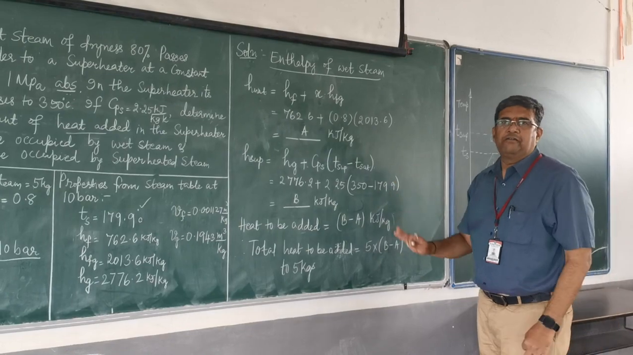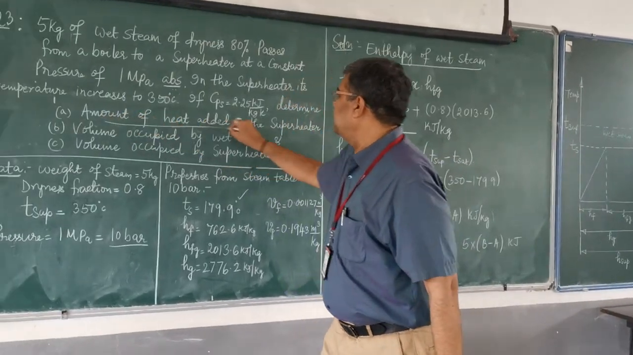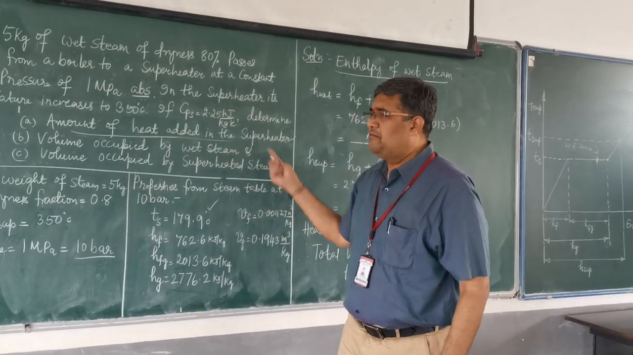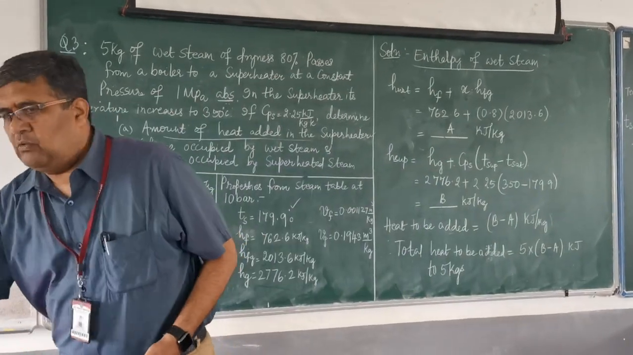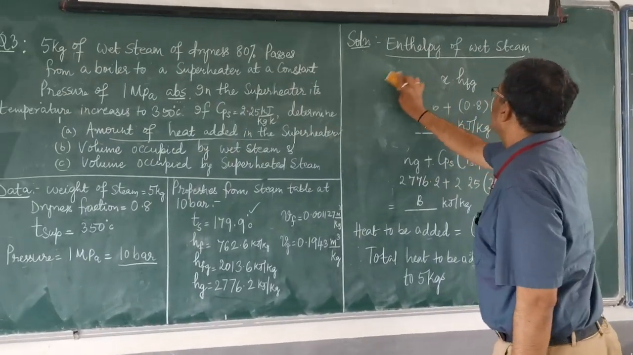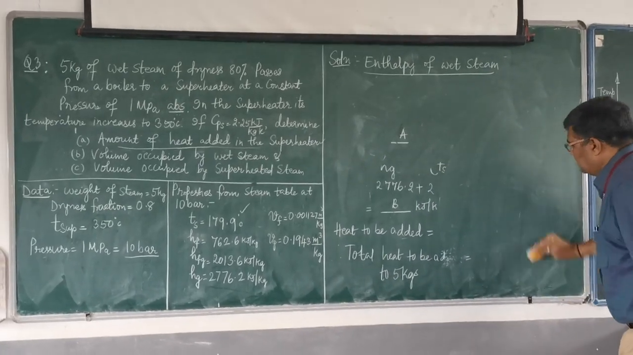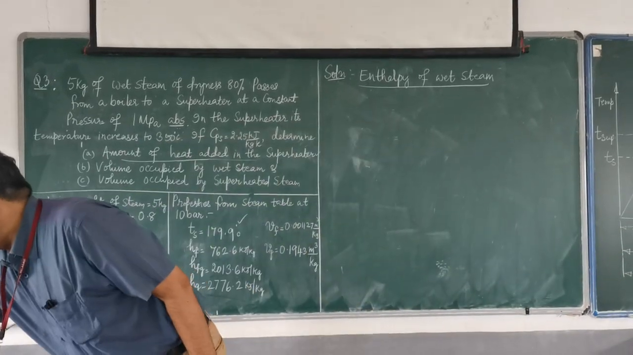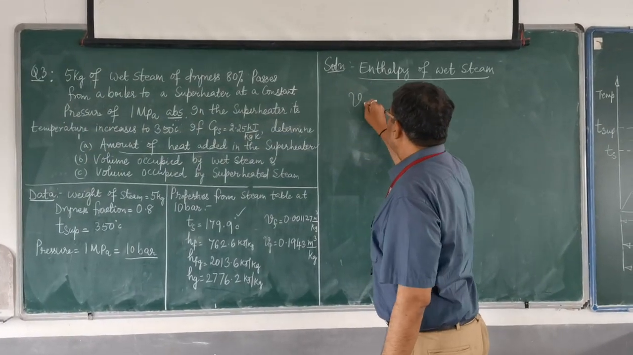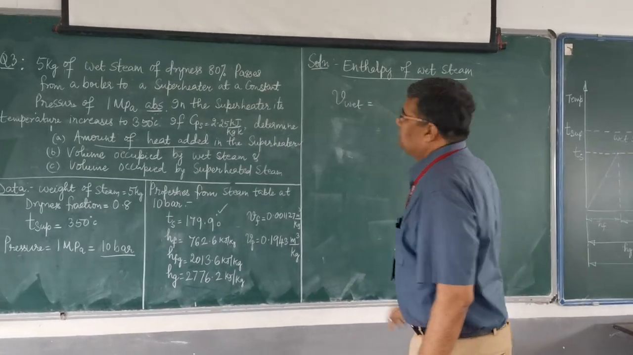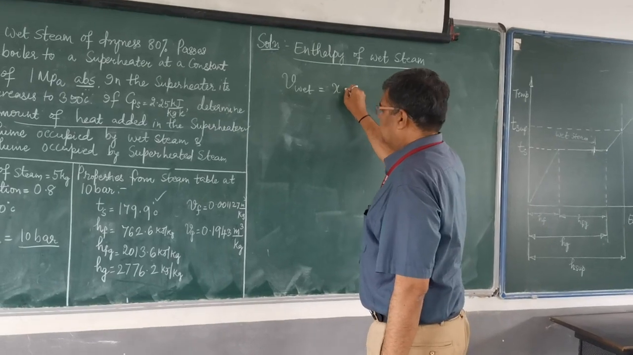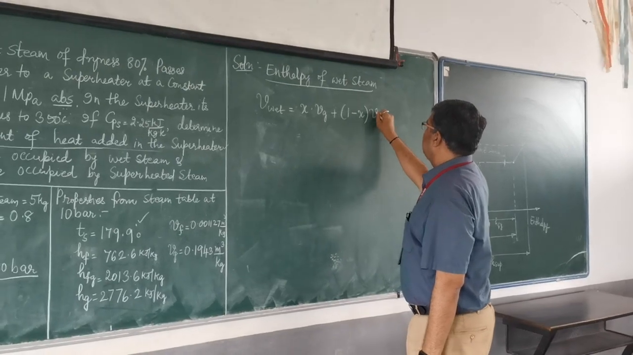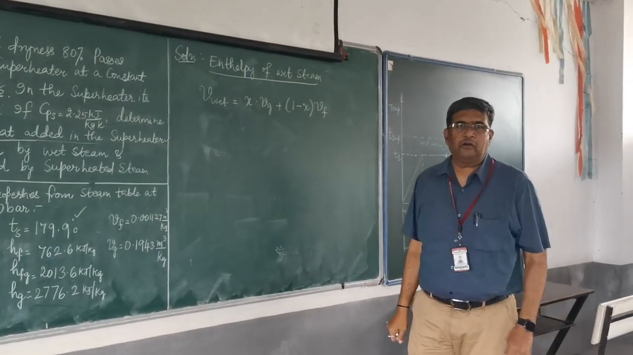So this is how we find out the answer to the first part, that is the amount of heat added in the superheater. Now let's see the volume occupied by wet steam, which is the next part. The specific volume for wet steam, we write this as X into Vg plus 1 minus X into Vf. This is the equation we use for wet steam.